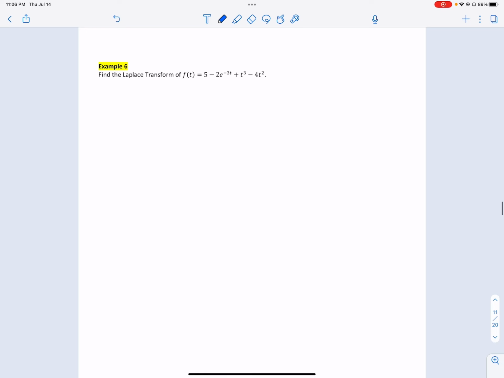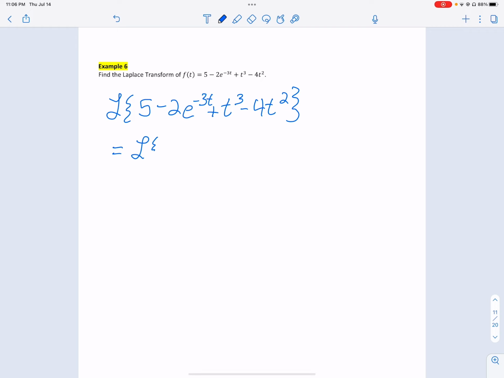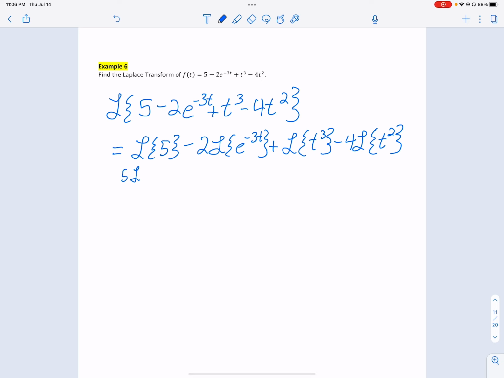Right, so how does this apply altogether? Well, when I have a function like this, the Laplace of 5 minus 2e^(-3t) plus t^3 minus 4t^2, this is equal to the Laplace of 5 minus 2 times the Laplace of e^(-3t) plus the Laplace of t^3 minus 4 times the Laplace of t^2. This first one could even be thought about as 5 times the Laplace of 1. You could think about it that way.